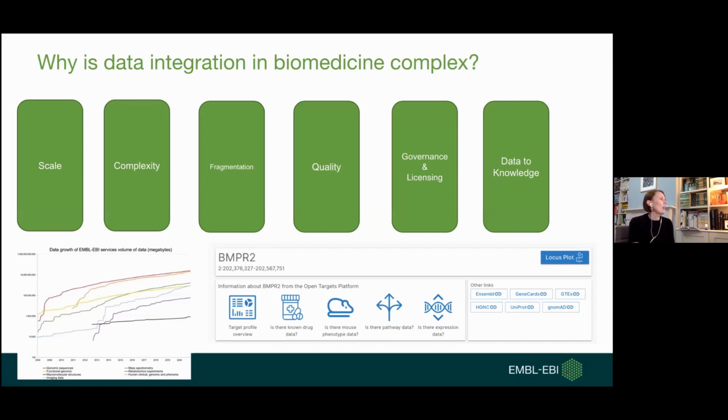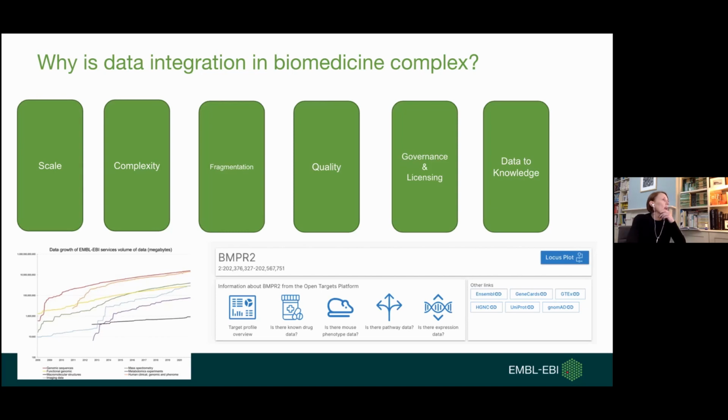Firstly, the scale is enormous. In my lifetime at EBI, I've gone from an institute of 180 people to more than 800. And we're not there because we're all doing things in the same way. It's because the data has grown, and there are many more data types as we've gone through these kinds of paradigm changes in data generation.